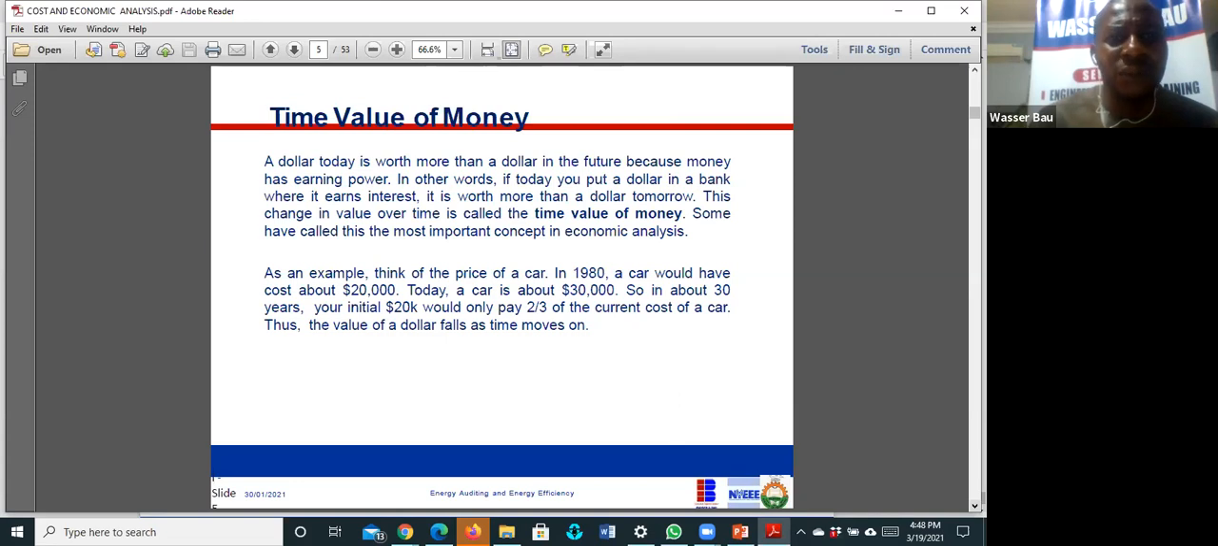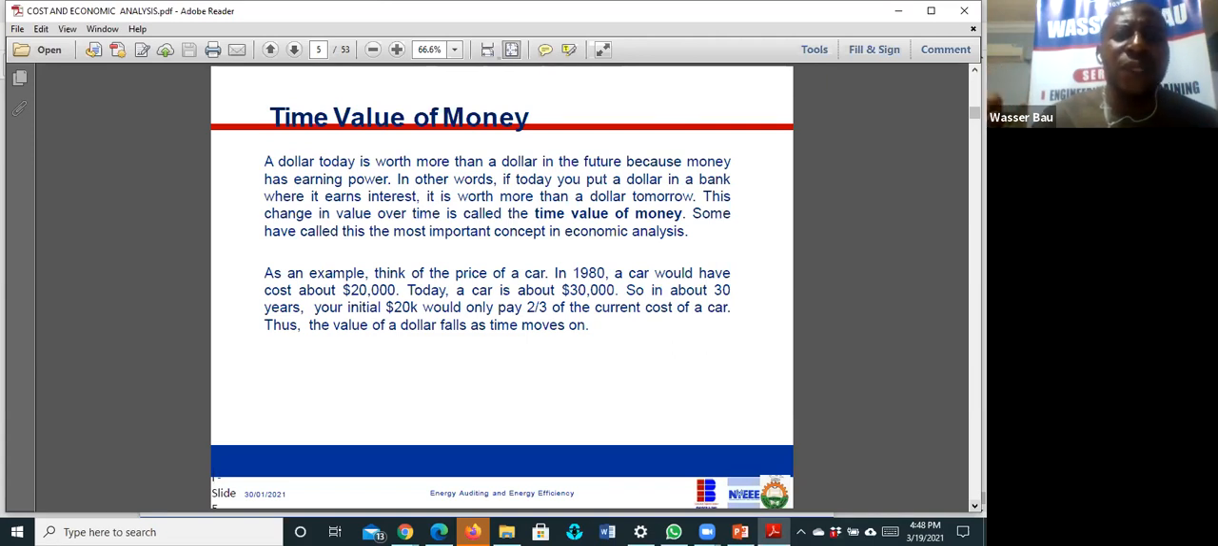What is the time value of money? A dollar today is worth more than a dollar in the future because money has earning power. In other words, if today you put a dollar in the bank where it earns interest, it is worth more than a dollar tomorrow. This change in value over time is called the time value of money.